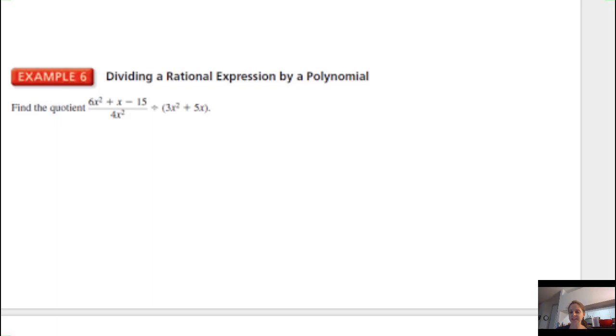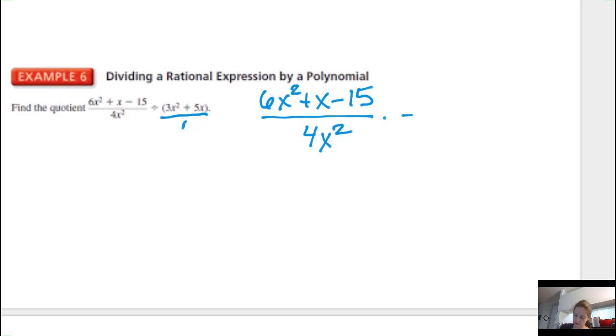Example 6, dividing a rational expression by a polynomial. The one little thing you should know is that a polynomial can be rewritten as the polynomial over 1. And now we go through the same 4 steps. We'll first rewrite the expression as multiplication. So we have 6x squared plus x minus 15 all over 4x squared times 1 over 3x squared plus 5x.